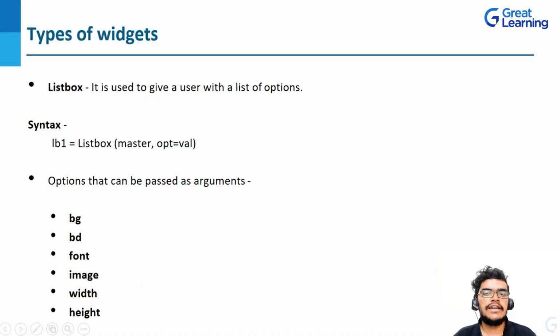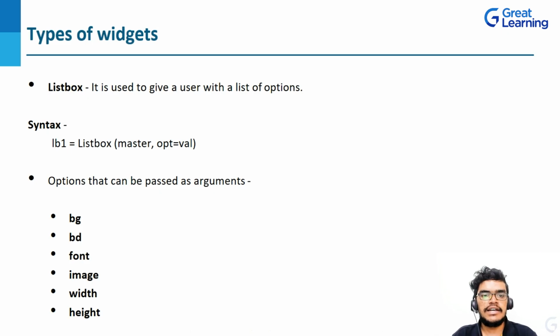So the next widget that we are having is Listbox. Listbox is used to give a user a list of options. Basically, in simple words, you can say that Listbox contains a list of options. And as we know, a list can contain different types of data values, so Listbox will contain a different list of options.